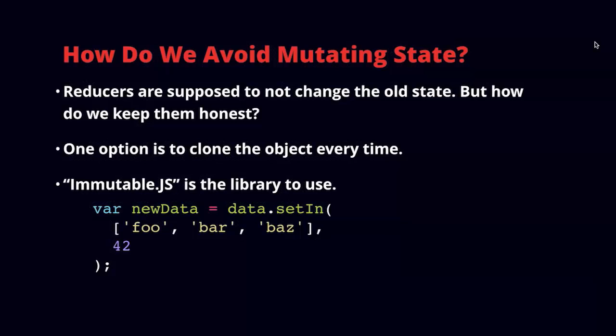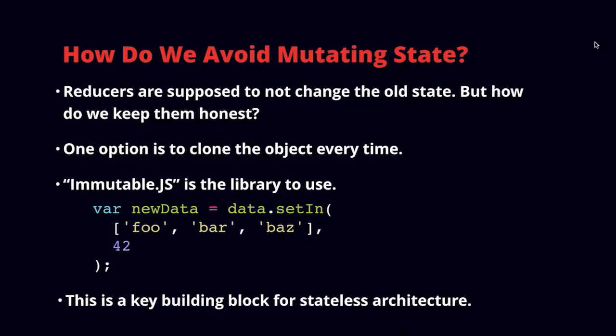So you can now return new data to your caller, and at the same time have full confidence that you did not mess up the initial data set, and that the caller who receives new data from you will not be able to mess up your data. That simplifies your life a lot. So generally speaking, if you're using Redux, you probably want to be using Immutable.js. This is really a key building block for stateless architecture. So this is challenge number one.